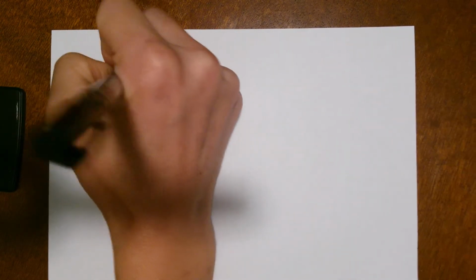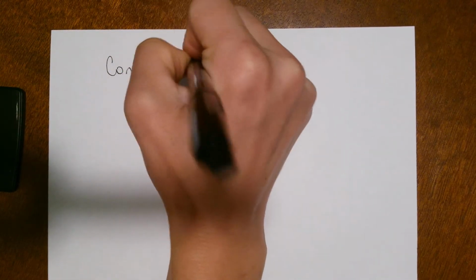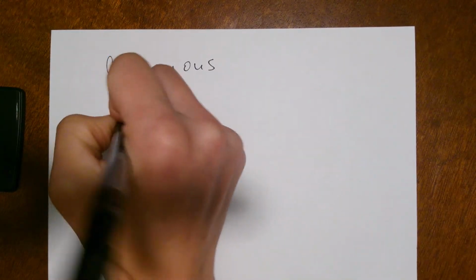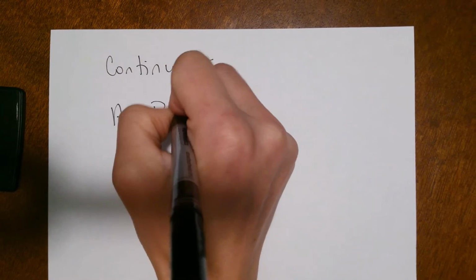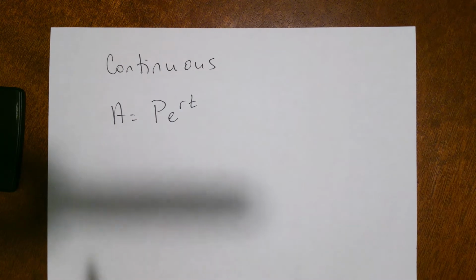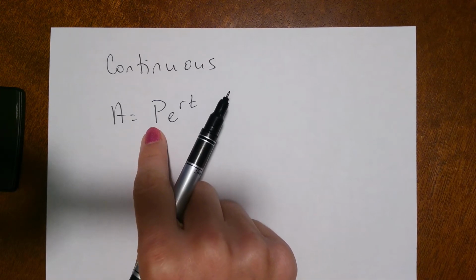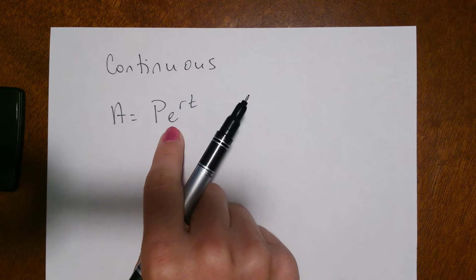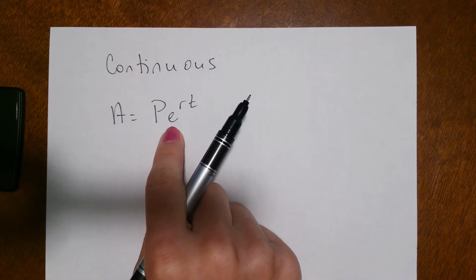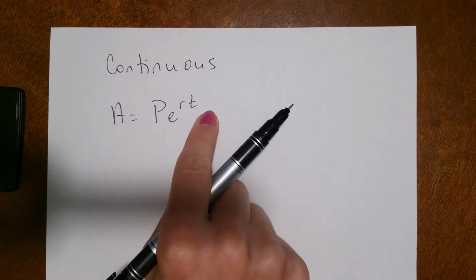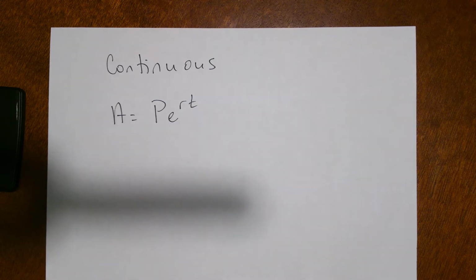The formula for continuous is A = Pe^(rt). So A, again, represents the value we have at the end of the growth or the decay. P represents the initial population or mass of the object. E is that natural exponential. R is your rate, and T is your time relevant to the problem.